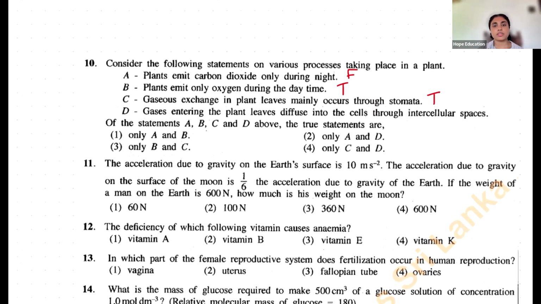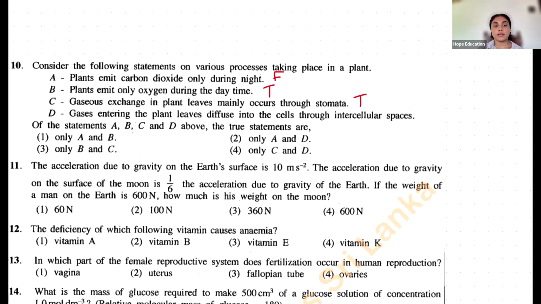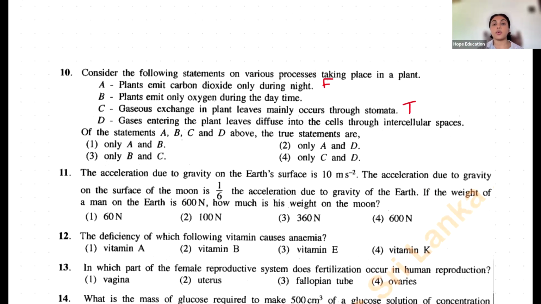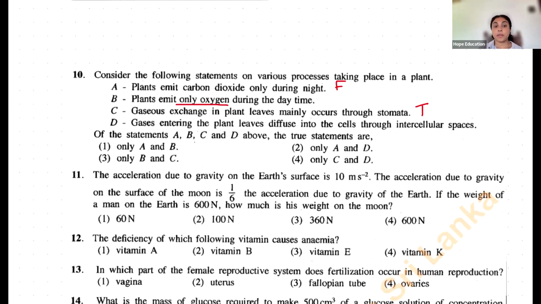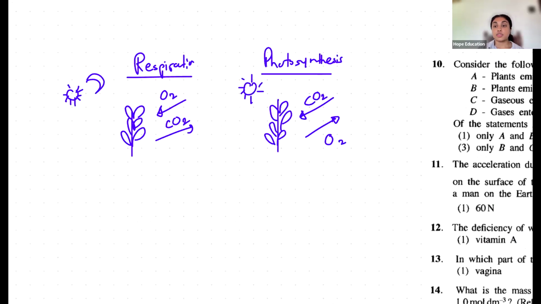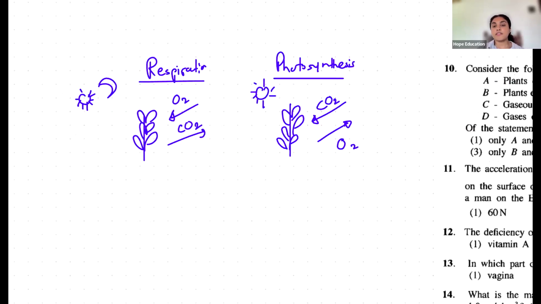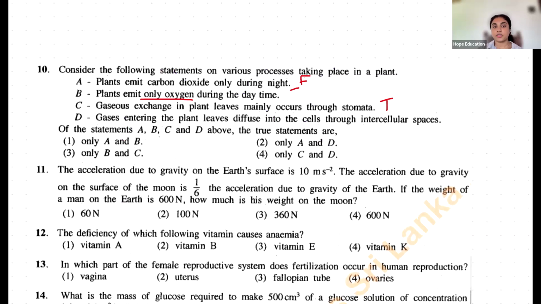Wait, plants emit only oxygen. Make it false, I missed that here. Only oxygen, that part is there. Plants emit oxygen during the night time, only oxygen, that is not true. During the daytime it emits oxygen by photosynthesis, but it also emits carbon dioxide by respiration. So B is false. D is true. So C and D are the answers. So the fourth one is the correct one.